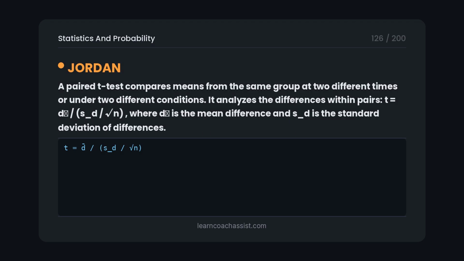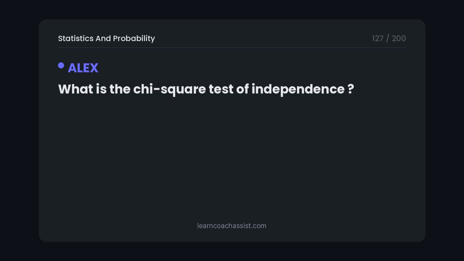A paired t-test compares means from the same group at two different times or under two different conditions. It analyzes the differences within pairs, t equals d̄ / (s_d / square root n), where d̄ is the mean difference and s_d is the standard deviation of differences. What is the chi-square test of independence?